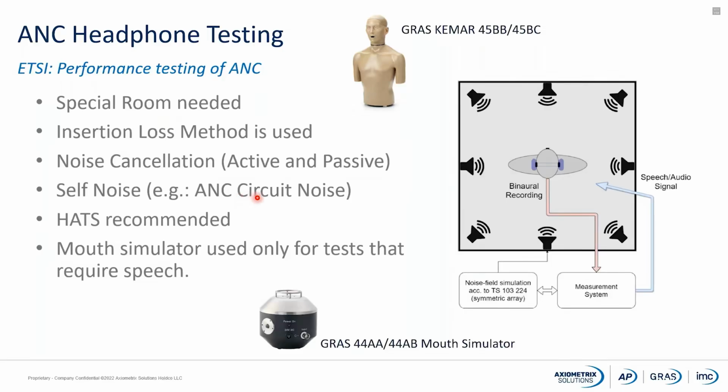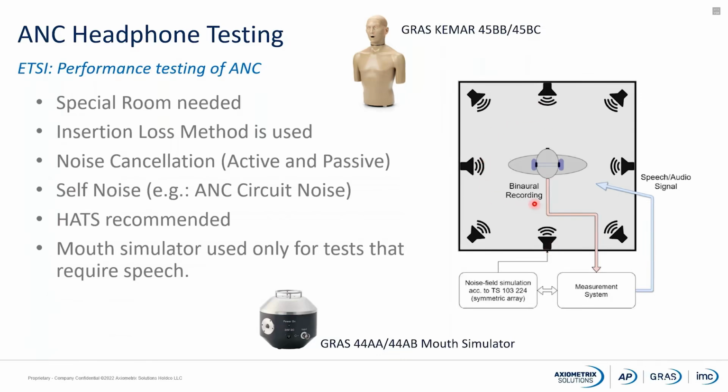The standard recommends the use of a head and torso simulator, like the GRAS KEMAR that we see up here in the slide. And some tests, particularly the ones related to the pass-through and the voice call quality, will require the use of a mouth simulator like the GRAS 44AA or 44AB, or a head and torso simulator equipped with a mouth simulator like the GRAS KEMAR 45BC.